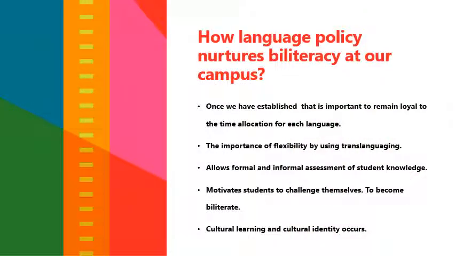Once I commenced understanding a little bit more of language policy and how it's occurring at my campus, one question came to mind: how does language policy nurture biliteracy at our campus? And so I began to understand that once we establish that it is important to remain loyal to the time allocation for each language, it's also important to understand that there must be some flexibility. And how can we do that? By using translanguaging, which is something that we do in our campus.